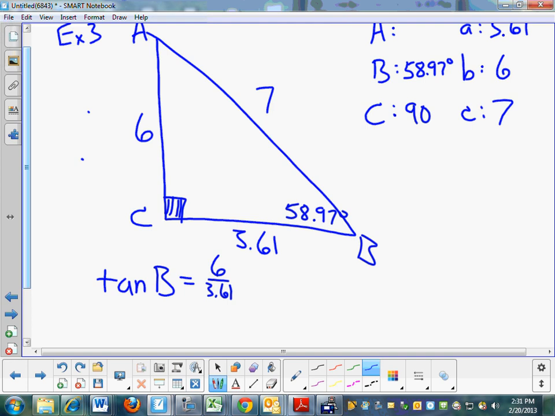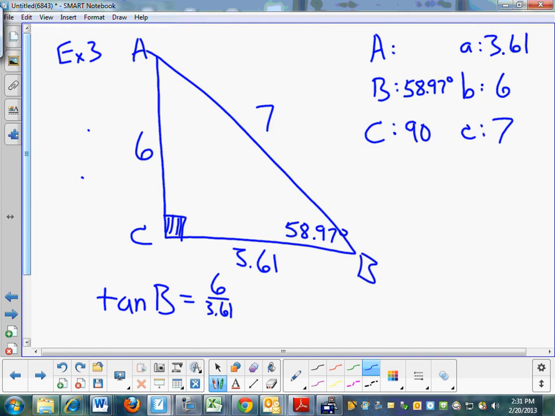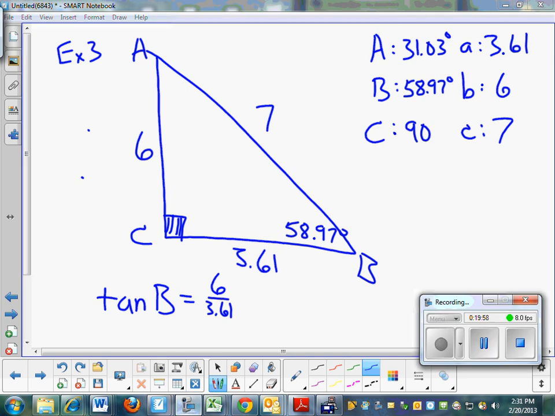Could you now figure out A? Sure, it's 31.03. So can you solve right triangles if you have to? Remember to inverse if you don't have anything else. You have the rest of the hour to work. 20 minutes. Go. No assignment.